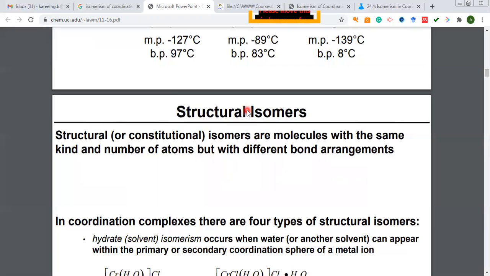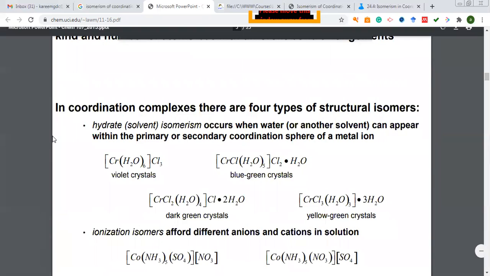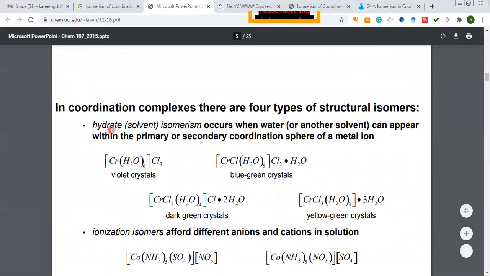So that linkage is different, or bond connectivity. In coordination complexes, there are four types of structural isomers. The first one is hydrated isomers. Look at this example, chromium hexaaqua chloride.